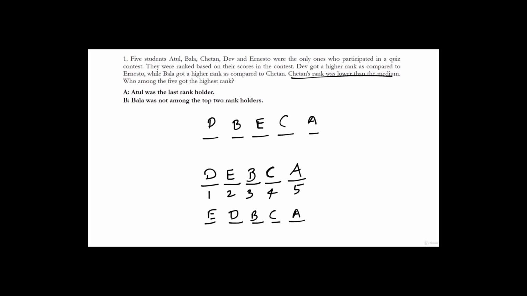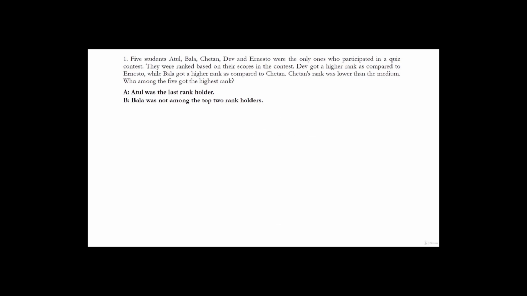Now let us consider only the second statement. Bala was not among the top 2 rank holders. Okay, so now we are considering only the second statement. Forget whatever happened in the first statement. Bala was not among the top 2 rank holders, and Bala got a higher rank compared to Chetan. So Bala could be in the 4th rank also. He cannot be in the 5th rank because there is Chetan who got a lower rank than Bala.